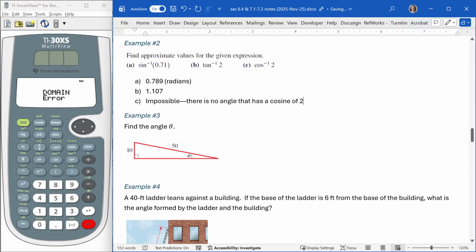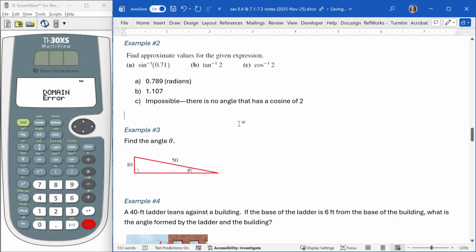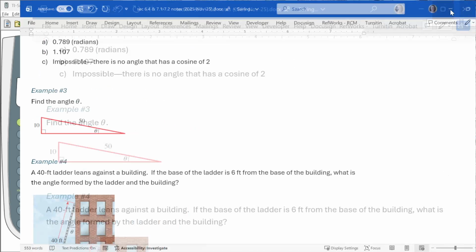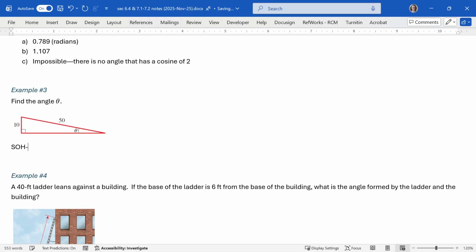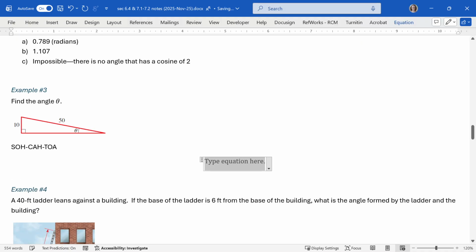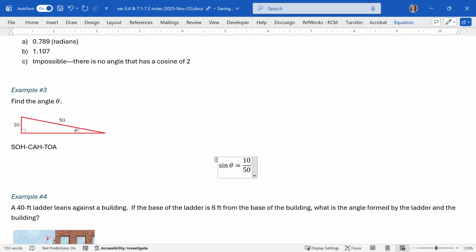Okay, let's look at example 3 here. So now we actually have a right triangle, and we want to find the angle in it. Looking at the two side lengths that I have here, this 10 is opposite the angle, and 50 is the hypotenuse. So opposite and hypotenuse. Remember back to your little mnemonic, SOH CAH TOA. We have the opposite and the hypotenuse, so we want the sine. So this triangle has sine of theta equals opposite over hypotenuse, 10 over 50.